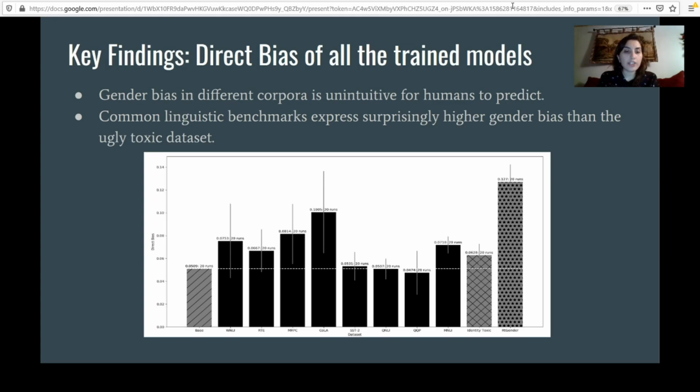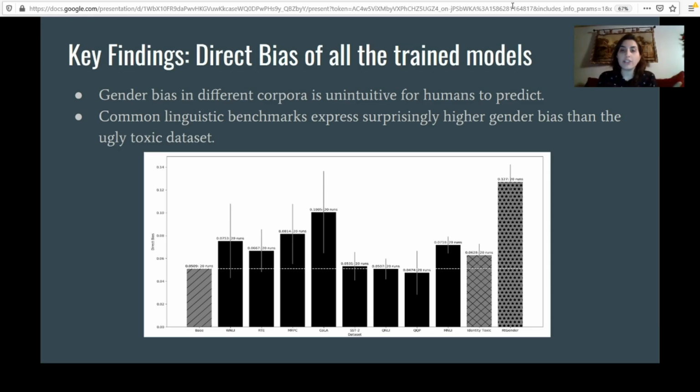You can see that the base has a dashed white line on top of each of these bars, showing the comparison between the base and other fine-tuned or further fine-tuned models. As an example, you can see that these black ones are higher than the base model, and the black bars are the GLUE, or the common linguistic benchmarks that we've used here, and they are higher than the base model or even the identity toxic model.